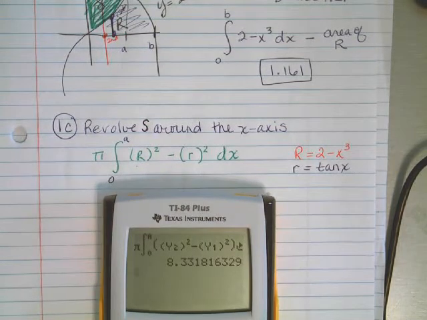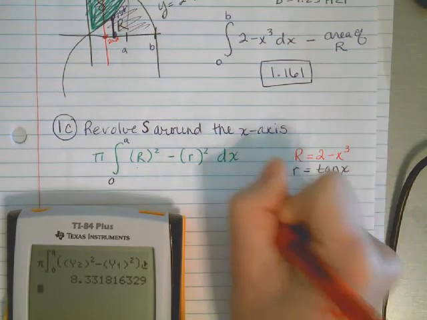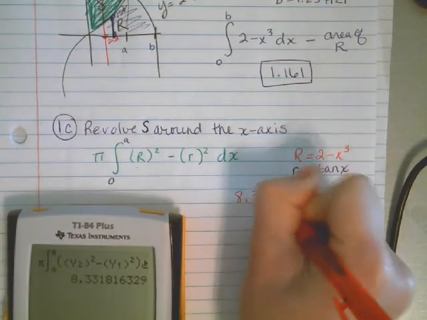So if you did not get this decimal, you might have left off the pi, or you might have forgotten to square them separately. So the answer should round to 8.332.